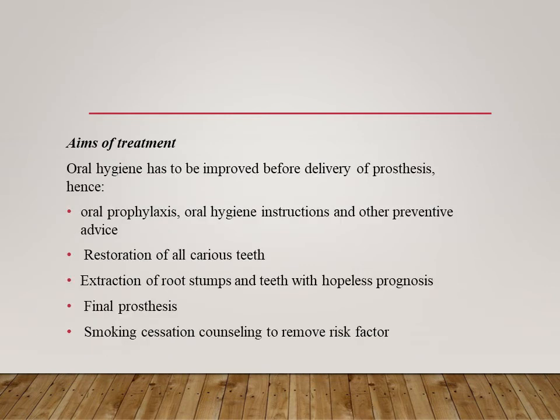So your treatment plan, the aims are the oral hygiene has to be improved before you deliver the prosthesis, of course, otherwise your prosthetics is going to fail. So oral prophylaxis, oral hygiene instructions and other preventive advice has to be given. All the carious teeth have to be restored. The root stumps have to be extracted along with the teeth which have hopeless prognosis. So if there are teeth which are grade 2 or grade 3 mobile, they also have to go, or if there is inadequate bone support, it's better to get rid of them.